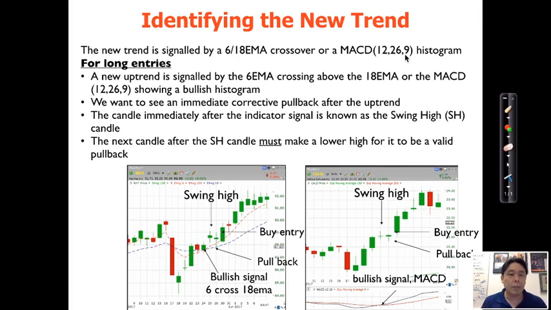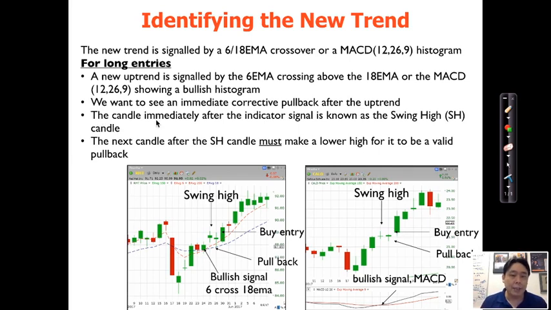All right. So for long entries, we are looking for a new uptrend signal either by the 6 EMA crossing above the 18 EMA and the MACD showing a bullish histogram, or the MACD crossing bullish. If you don't use a histogram, you just want the MACD line to cross above the signal line. Either one of these signals would indicate the start of a new uptrend. The moment you've got a new uptrend, we don't enter yet. Not just yet. We want to see an immediate corrective pullback after the uptrend has begun.